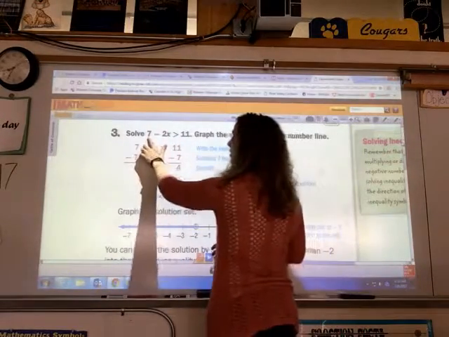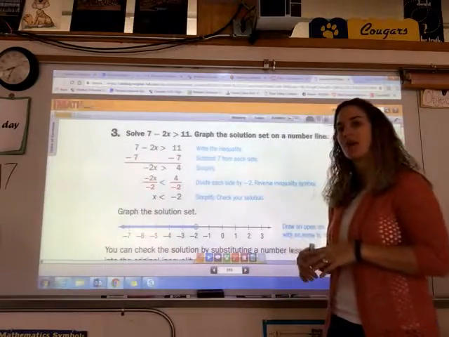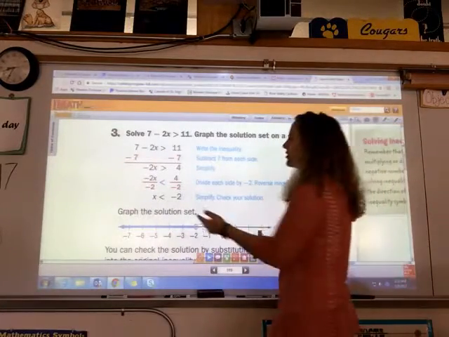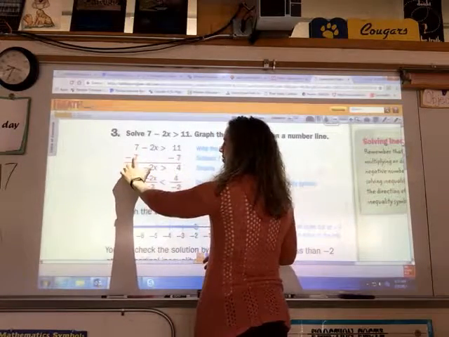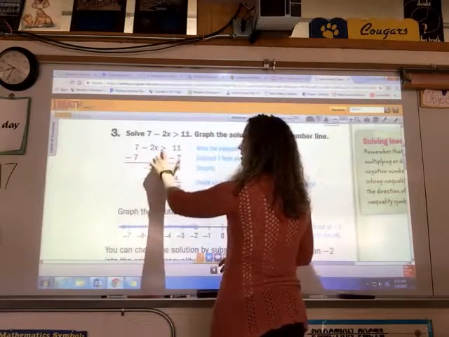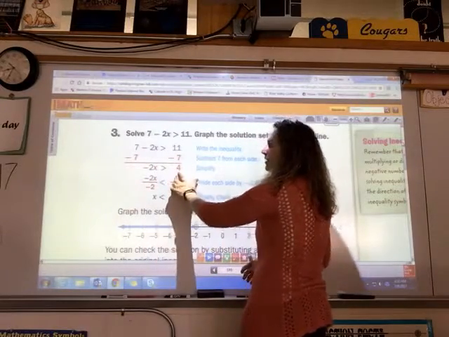So the first thing we would do is 7 is positive. So because 7 is positive, we're going to subtract 7 on both sides. So you can see that they've subtracted 7. 7 minus 7 is 0. So I've got negative 2x left is greater than 11 minus 7 is 4.